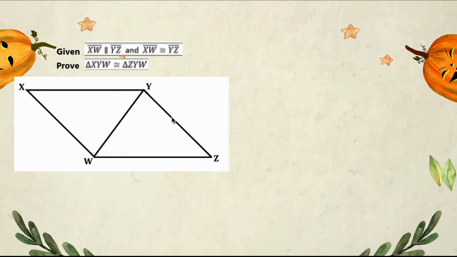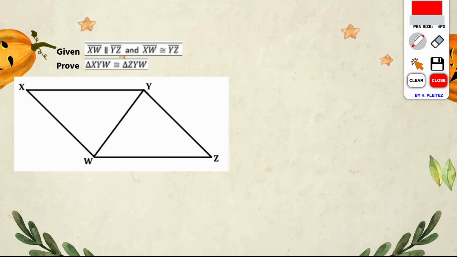So again, remember, we're always looking for reflexive property. We're always looking for vertical angles. If we have parallel lines, we're going to use our alternate interior angles. Make sure that you're marking up your diagrams with your givens, and make sure you guys are also using your proof checklist to help you as well.